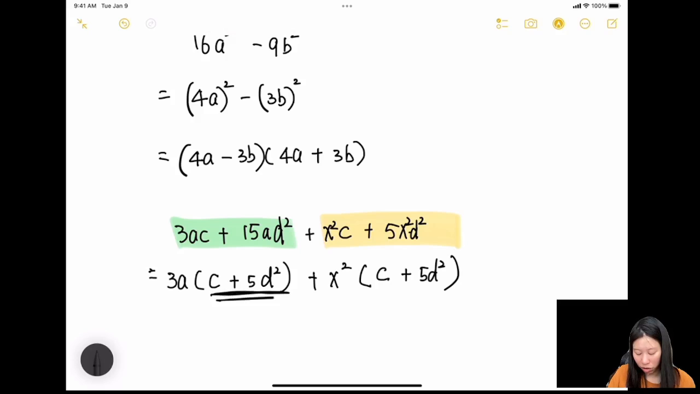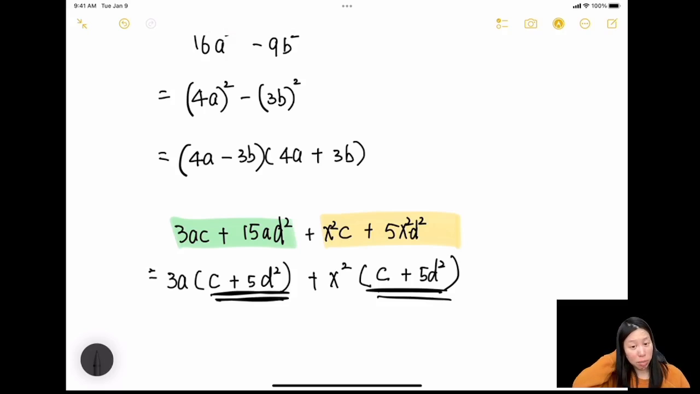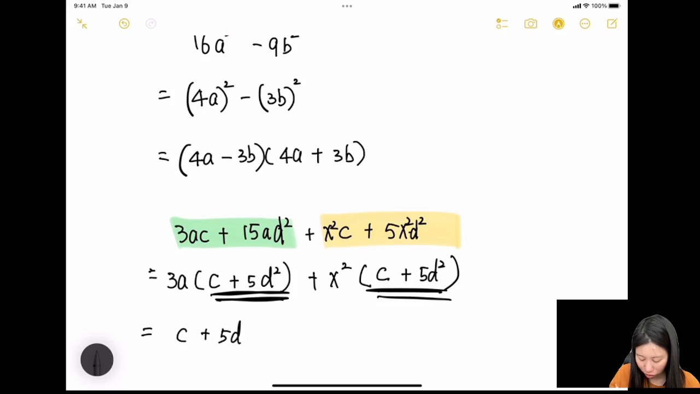And then they have a common factor of whatever is inside the parentheses, which is c plus 5d squared. So with c plus 5d squared, we factor it out. What's left is 3a plus x squared.